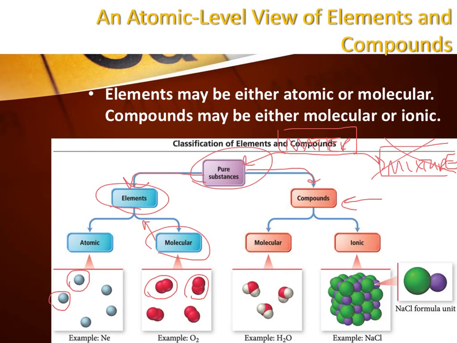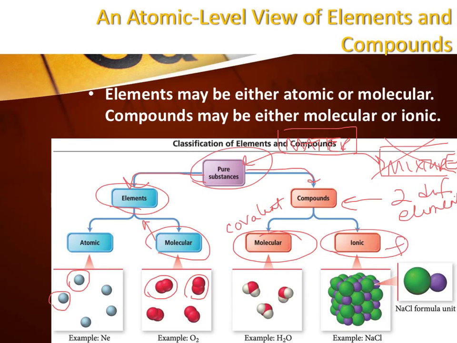Compounds have to have at least 2 different elements to be called a compound. And so we have the molecular compounds. Remember, those are the ones that have covalent bonds. We call those molecules. And we have ionic compounds, which we called the little isolated group here a formula unit. Okay, so that's just a look at the big picture of what we're talking about, all the different species.